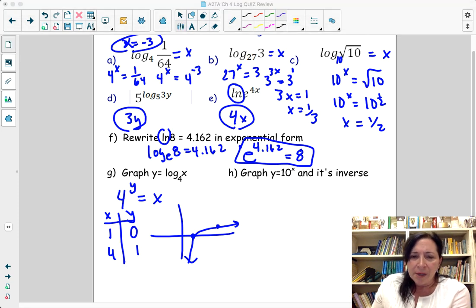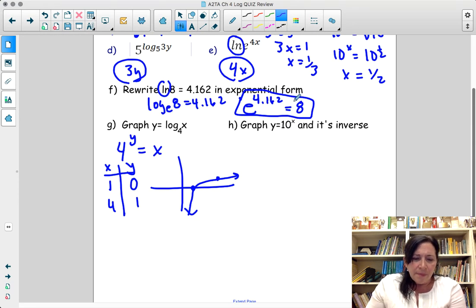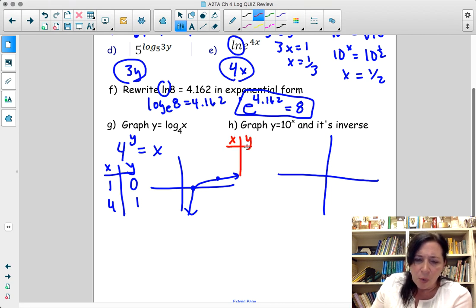For these two problems right here, what I would suggest for graphing y equals 10 to the x and its inverse is to set up my equation where I would plot points. For x and y, I'm going to plot 0, 1. Y equals 10 to the 0 power. Anything to the 0 power is 1. And then I'm going to plot 1. So we have y equals 10 to the 1 power. Well, that's 10. So we have 0, 1, and then we have 1, 10. So this graph is exponential, and it does do this.